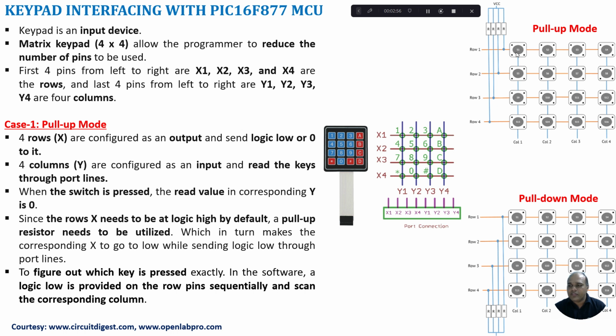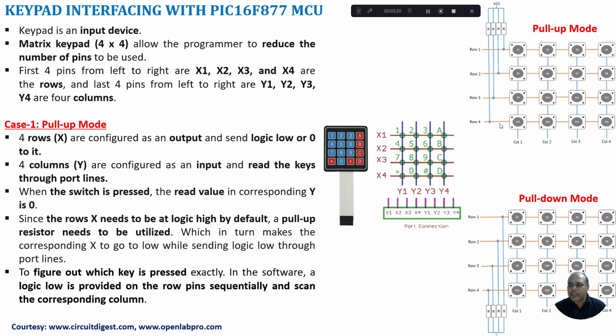There are switches connected at each junction of a row and a column. So when we send a logic 0 to a row, and whenever a switch is pressed, we can get a value of 0 along the columns. Thereby a particular key can be identified.